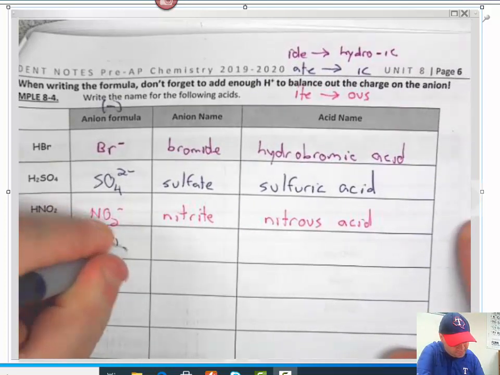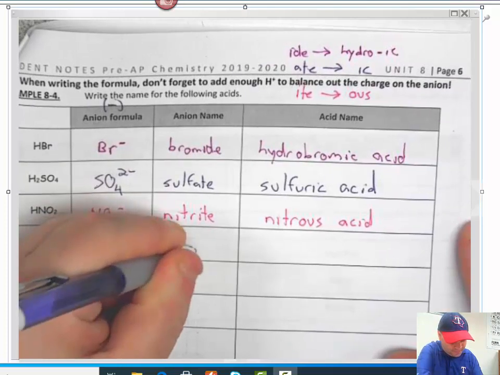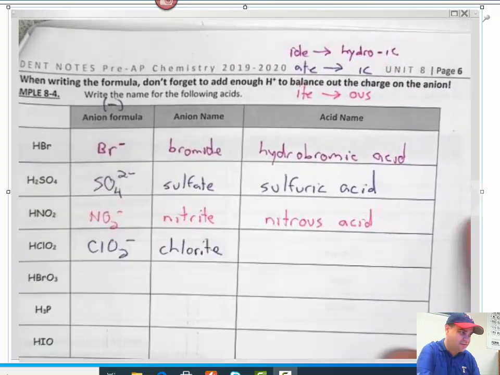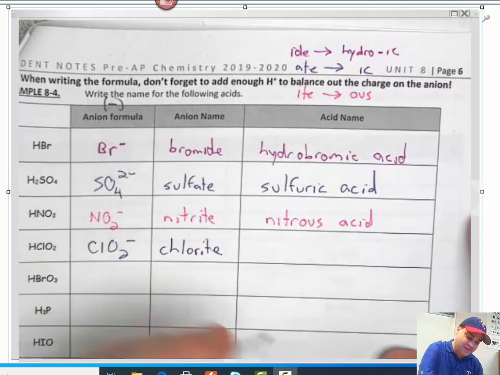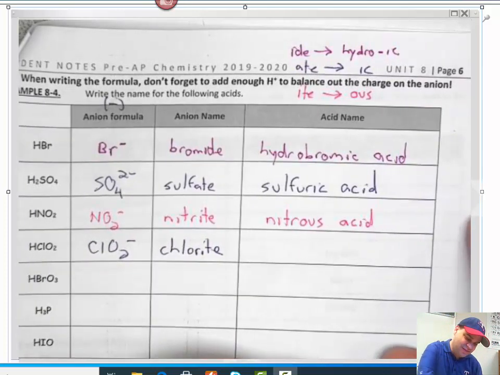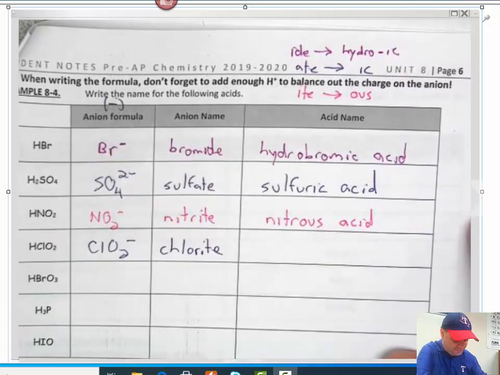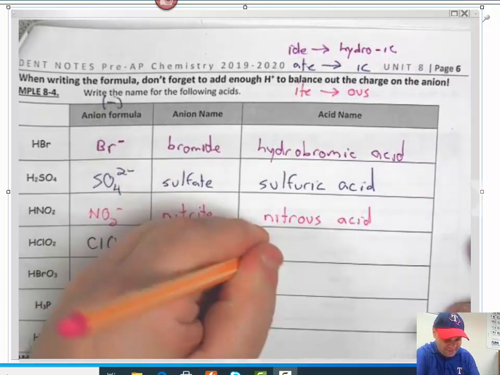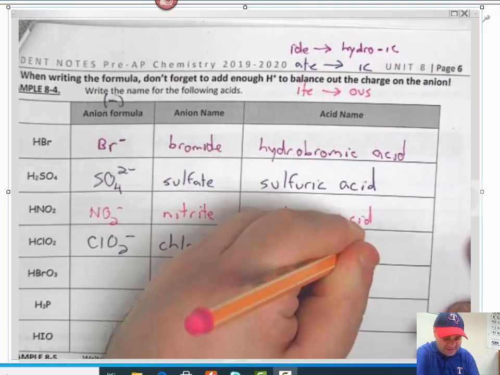ClO2 minus is chlorite, and that's the wrong color, but that's okay. You tried, Mr. Herdum. You tried to do the color coordinating thing, but sometimes you just fail, right? Ite goes to ous, so this would be chlorous acid.